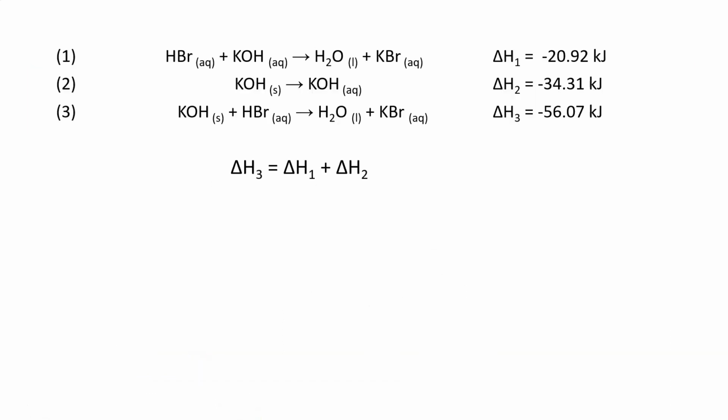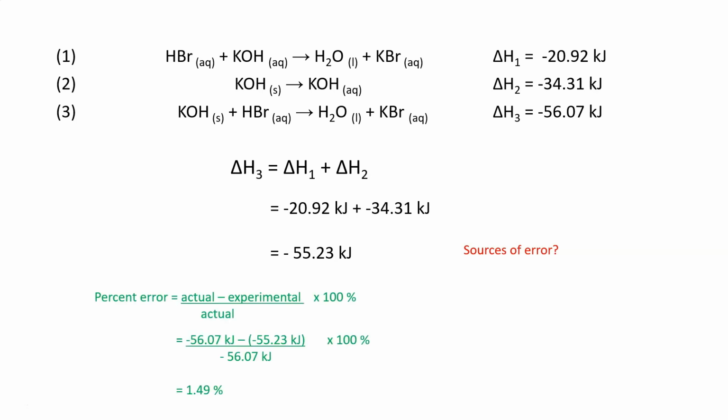Okay, so now I know my enthalpy change for each of my reactions, and I had shown previously that if I add equation 1 plus equation 2, I get equation 3. So therefore, if I add the enthalpy change for my first two equations, it should be equal to the enthalpy change of my third reaction. So I add them together. I can see that I get pretty close. And I could quantify how close I am by looking at my sources of error and calculating my percent error.